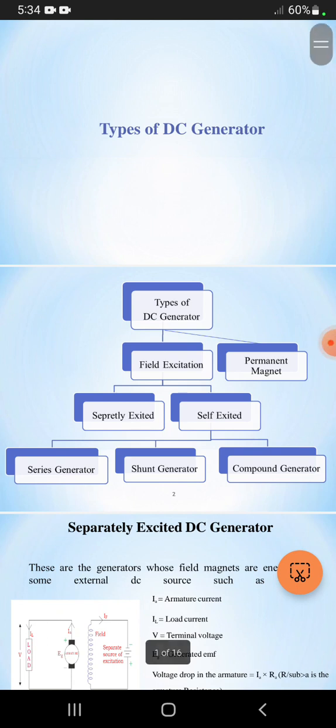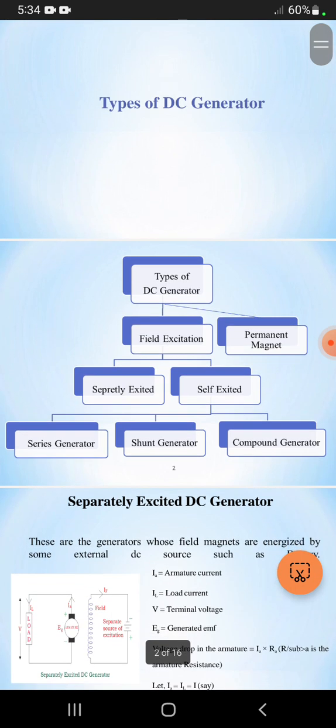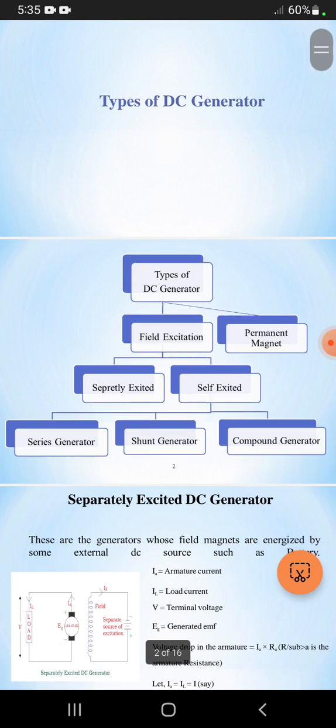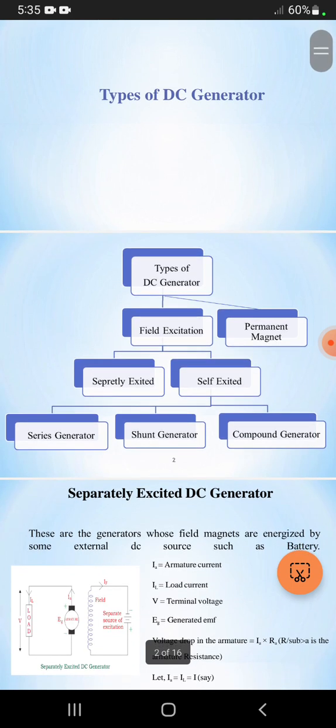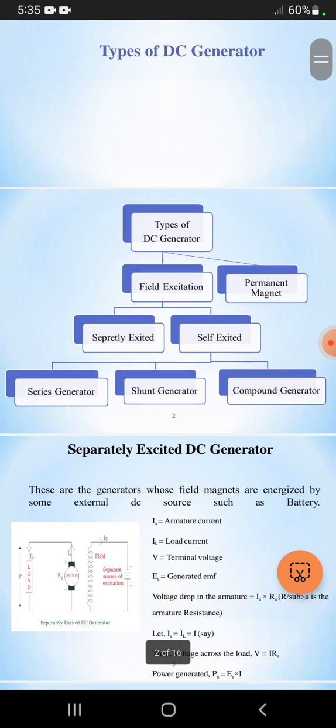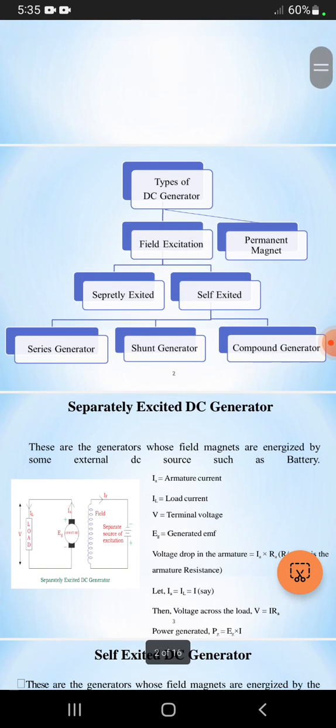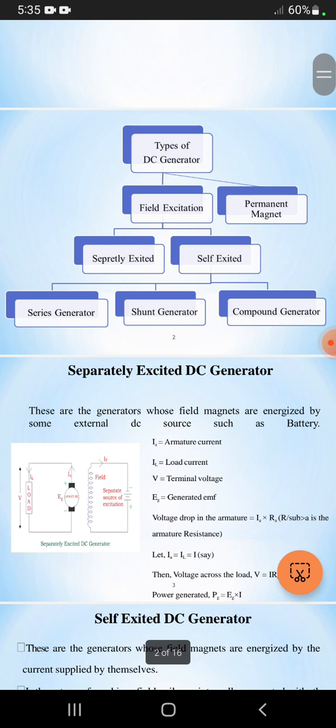So I'm going to discuss the types of DC generator. As you can see on the screen, the types of DC generator have two meanings: field excitation and permanent magnet. Then field excitation has two types: separately excited or self-excited. Self-excited has three types: series generator, shunt generator, and compound generator. So now I'm going to talk about the separately excited DC generator.